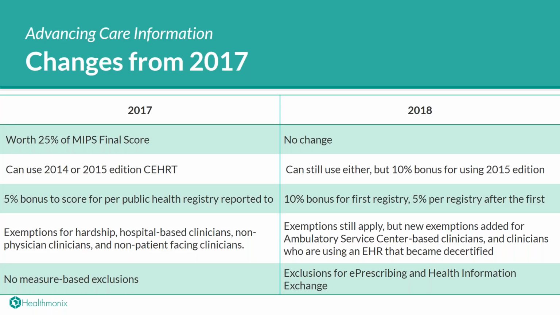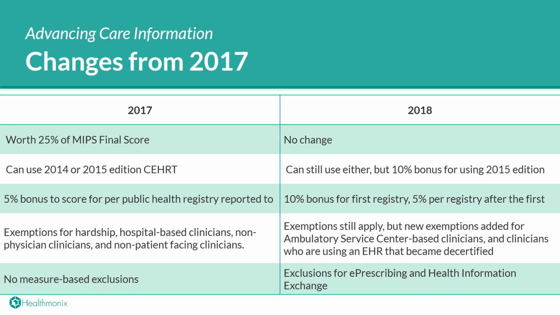And finally, for ACI, there were really no measure-based exclusions, and that really impacts the base measures for ACI. You had to do the base measures in 2017 to get any ACI points. In 2018, the change compared to 2017 is that you do have the ability to have e-prescribing and health information exchange excluded or receive an exclusion for those particular measures as part of the base measures.